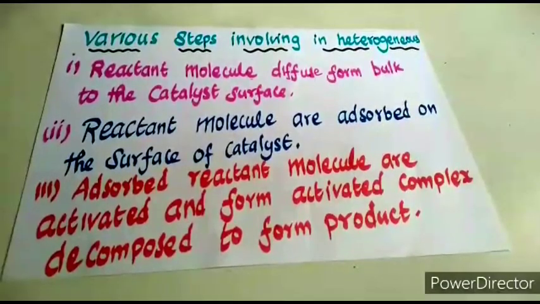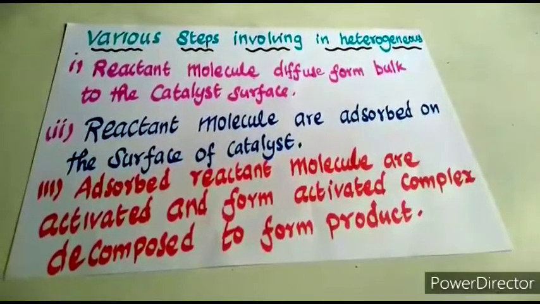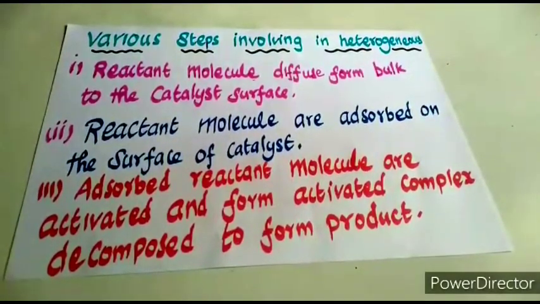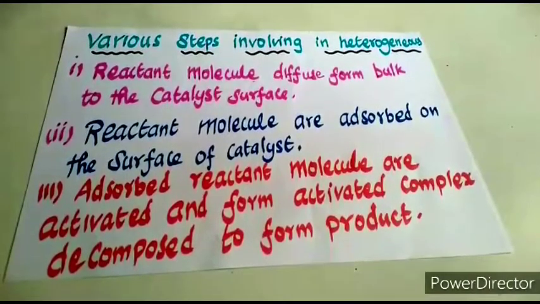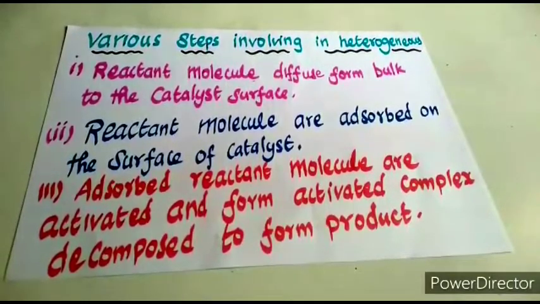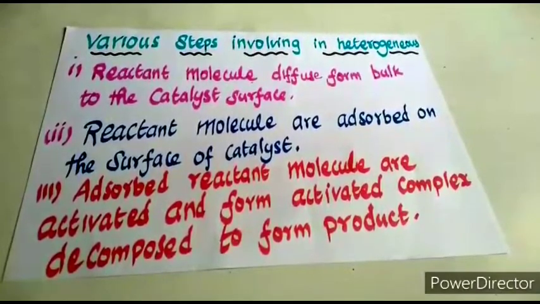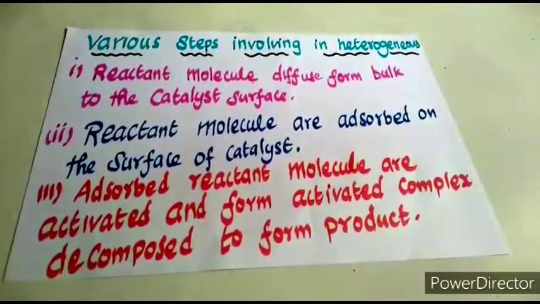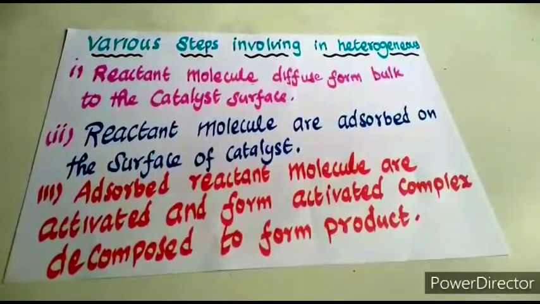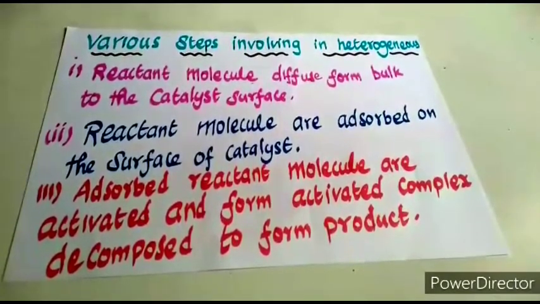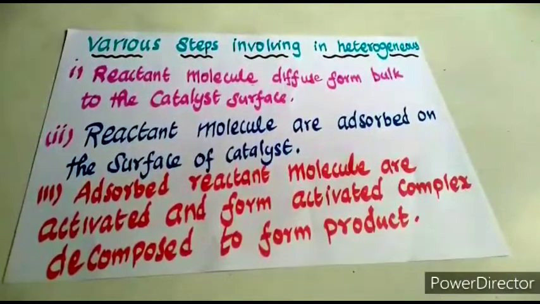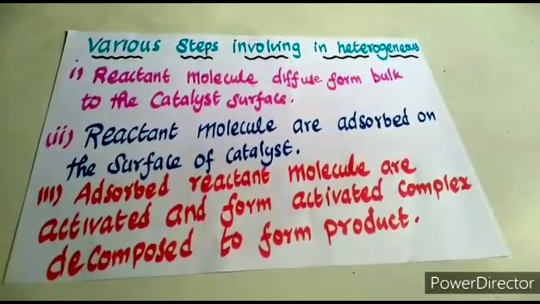Next we are going to discuss the various steps involved in a heterogeneous catalytic reaction. The reactant molecules diffuse from the bulk to the catalyst surface. Diffuse means spread from the bulk to the catalyst surface. The reactant molecules are adsorbed on the surface of the catalyst.